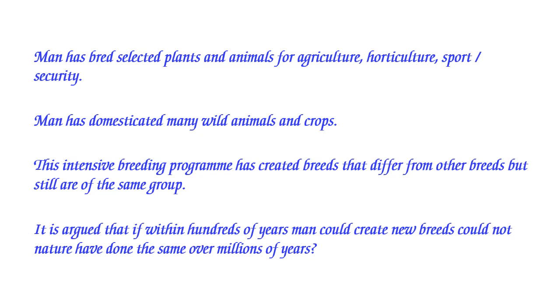This intensive breeding program has created breeds that differ from other breeds but still are of the same group. Imagine, we all very well know the different breeds of dog. Dutch dog is different, Doberman is different, Alsatian is different, Pomeranian is different. These are the different breeds of the dog, but still they all come under the same group. It is argued that if within hundreds of years man could create new breeds, could not nature? Nature has done the same over millions of years.